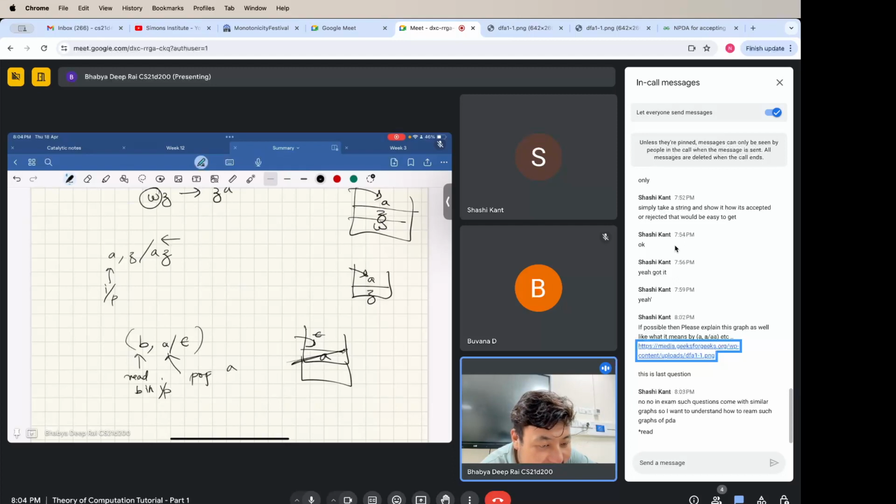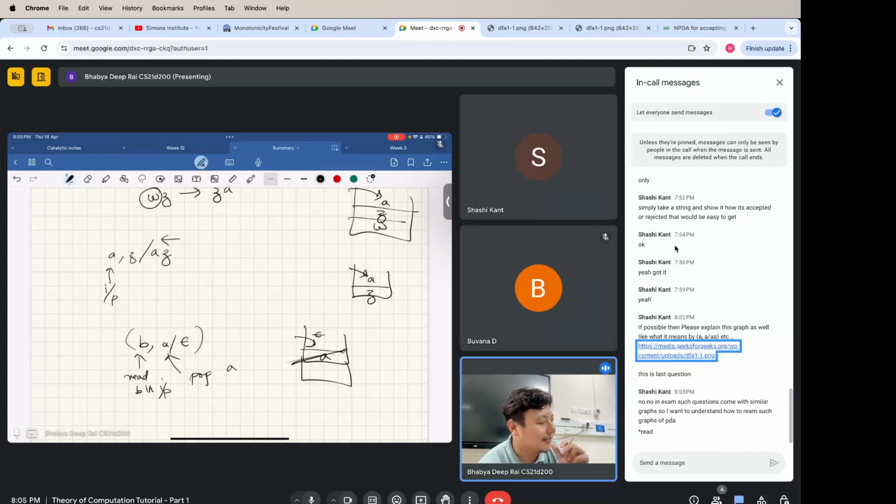So, in the exam such questions come with similar graphs. I want to understand how to read such graphs of PDA. Yes, for PDAs it is definitely there. I don't mean that transition diagrams are not important at all, especially for things like PDAs and DFAs, they are important. What I mean is when you ask subjective questions about Turing machines especially.